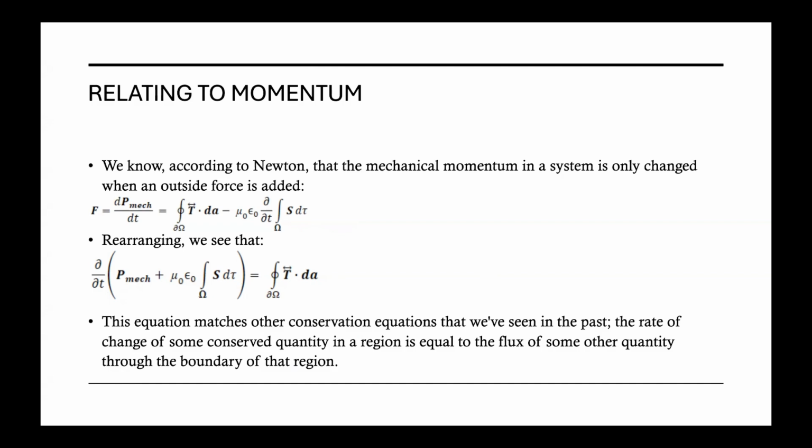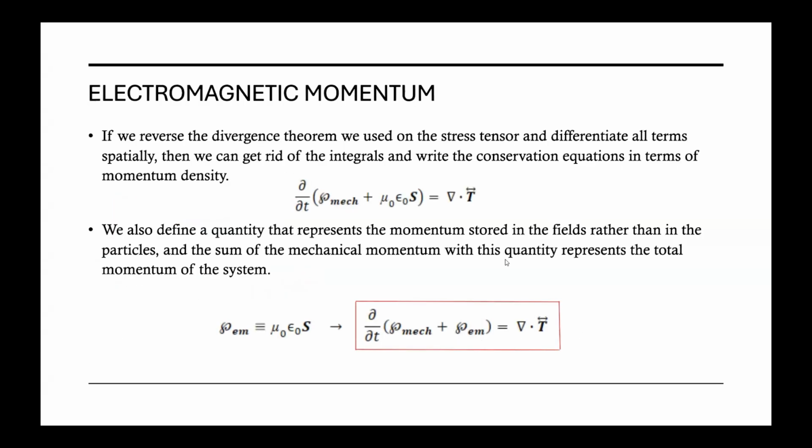So this matches exactly the conservation equations that we've seen in the past. We had the time derivative of some quantity equals the flux of some other quantity. And just like local charge conservation, right? The time derivative of charge is equal to the flux of J. And so we see that this obviously must be another conservation equation. And then this term here must be a momentum because it's adding with a mechanical momentum. So we call this term the electromagnetic momentum.